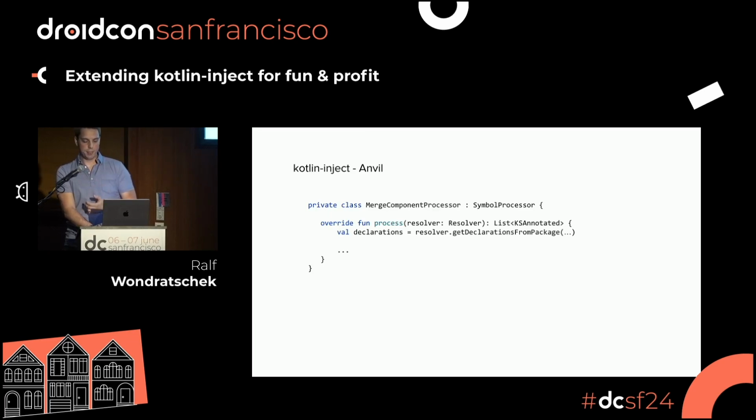The second problem is that we need this class path scanning. Fortunately, KSP provides an API for this. It's called get declarations from a package, so you can look up all the declarations in a specific package. And this was good enough for our use cases.